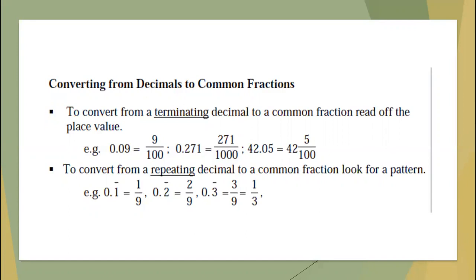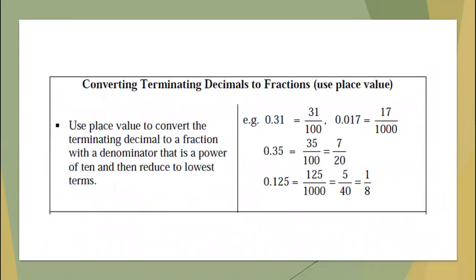So for example, 0.1 repeating will equal 1 over 9. 0.2 repeating, 2 over 9. 0.3 repeating equals 3 over 9, which equals 1 over 3. So these are the patterns. If you notice, when the denominator is 9, whatever the numerator is on top, that will be the repeating decimal, the repeating number.